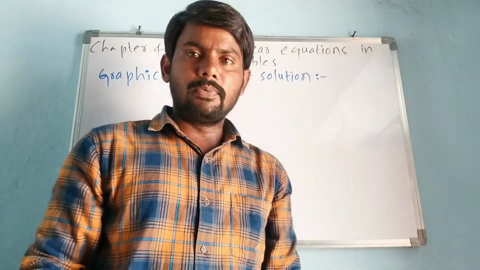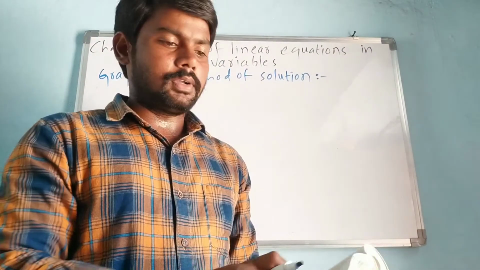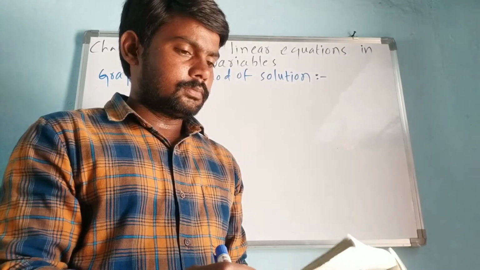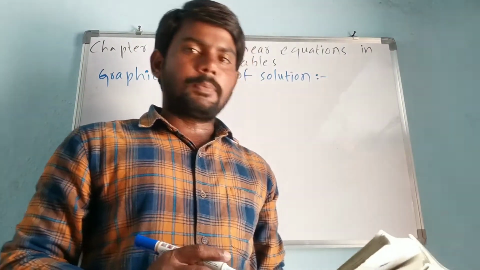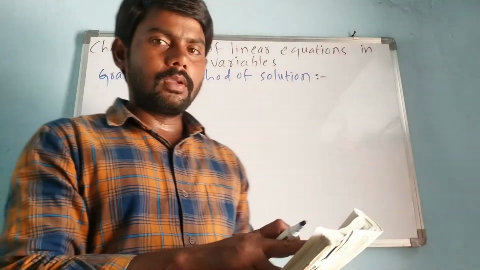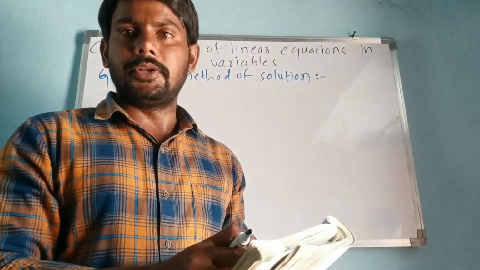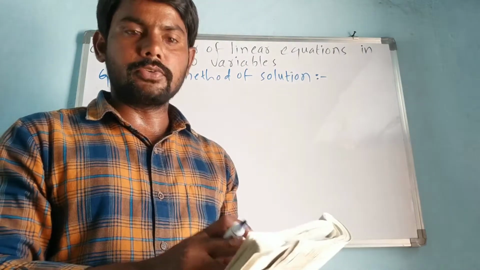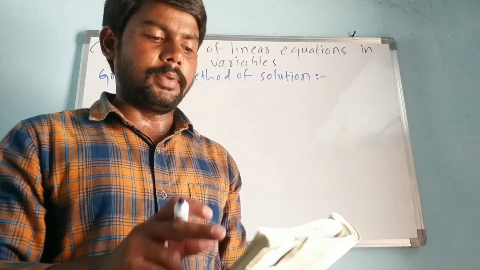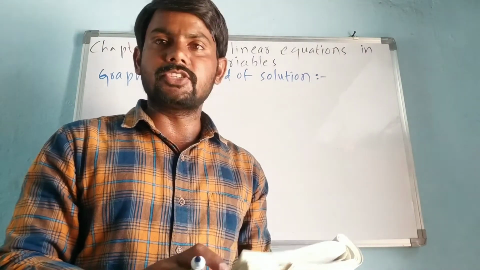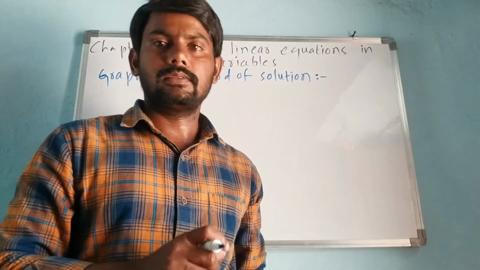So example 5, this problem is given in the textbook. This is a word problem, so I will read the problem. The perimeter of a rectangular plot is 32 meters. If the length is increased by 2 meters and breadth is decreased by 1 meter, the area of the plot remains the same. So find the length and breadth of the plot.